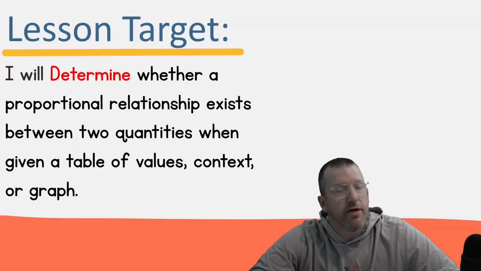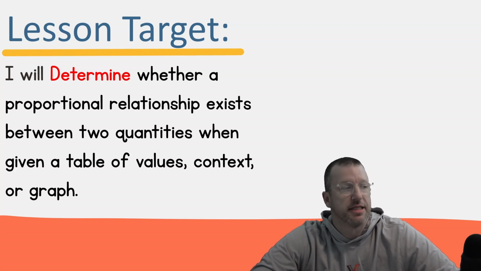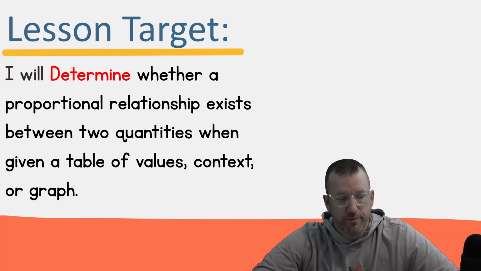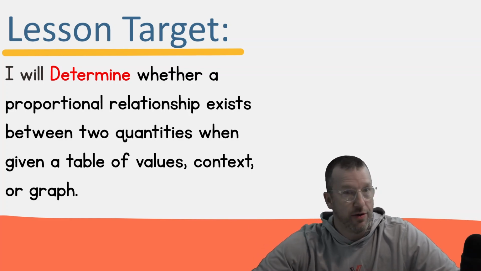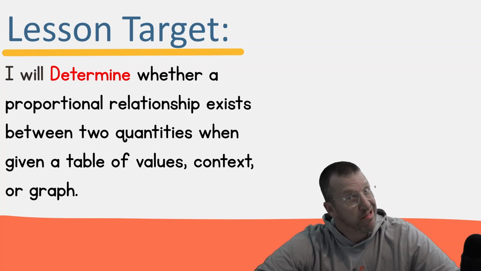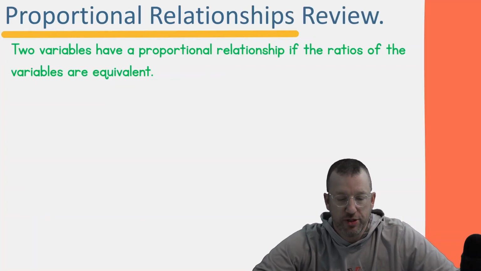All right, so today we're going to determine whether a proportional relationship exists between two quantities when we're given tables or context or graphs. Okay, that's the goal. So is it proportional? We know that there's ratios out there, but does a ratio compare to another ratio and make it proportional? Well, we got some ways to figure that out. So let's just review proportional relationships first.